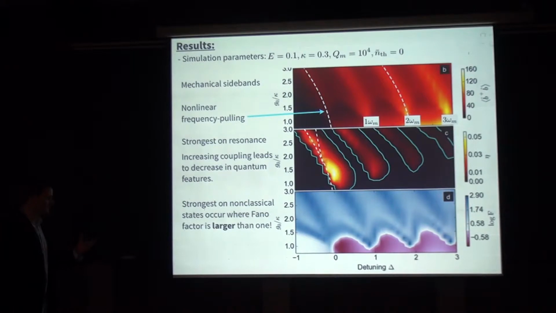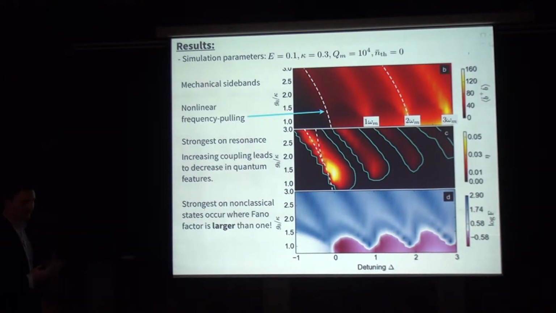So the last thing is this Fano factor, this F function. Here it's plotted on a log scale. If the function here is 0, that means the Fano factor is 1. So anything that's white is essentially a coherent state. Anything that's in red is a sub-Poissonian state, and anything that's blue is what's called a super-Poissonian state, with F greater than 1.